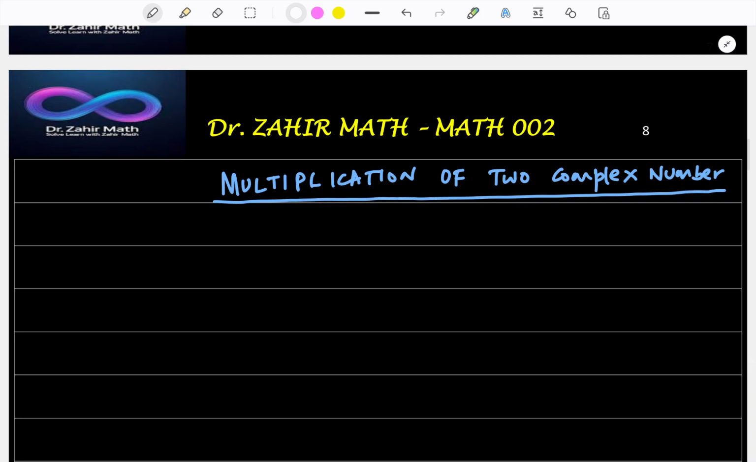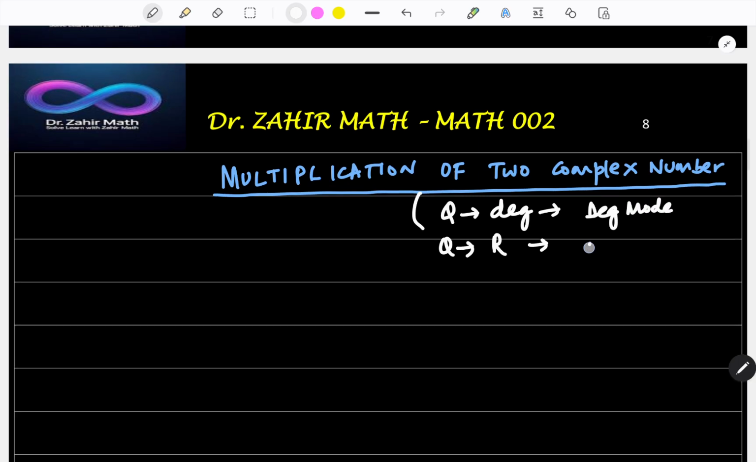The next question is multiplication of two complex numbers. So we are going to multiply two complex numbers. They can give it in radian mode or degree mode, and you should be very careful. If the question is in degree, use degree mode. And if the question is in radian, use radian mode. Now we are going to study multiplication of two complex numbers.